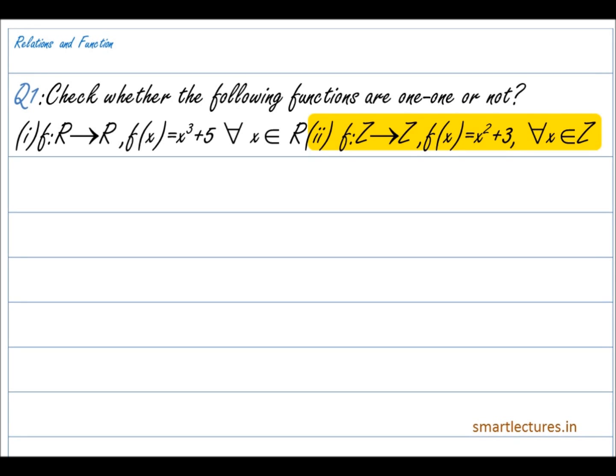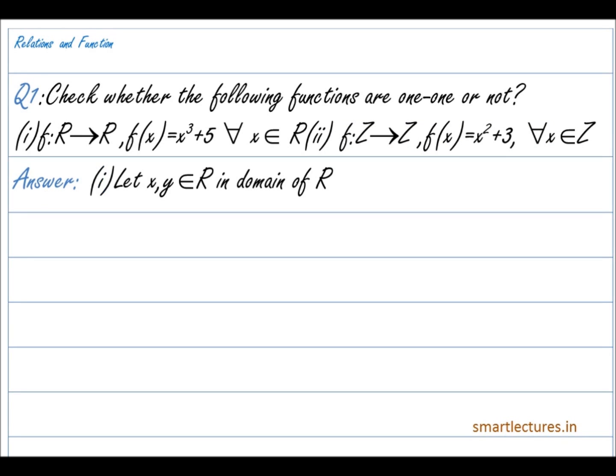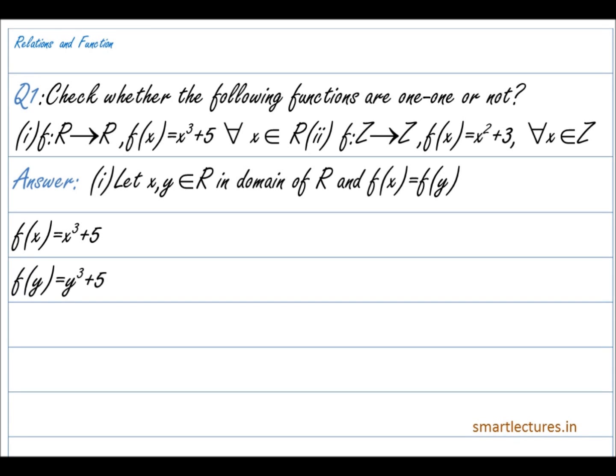So let's first solve the first part. Suppose we have x and y which belong to the domain of real numbers. Let's assume f of x is equal to f of y. Now f of x is equal to x cube plus 5 and f of y is equal to y cube plus 5. Now here f of x is equal to f of y, or we can write x cube plus 5 is equal to y cube plus 5. And crossing out 5 from both sides, we have x cube is equal to y cube.